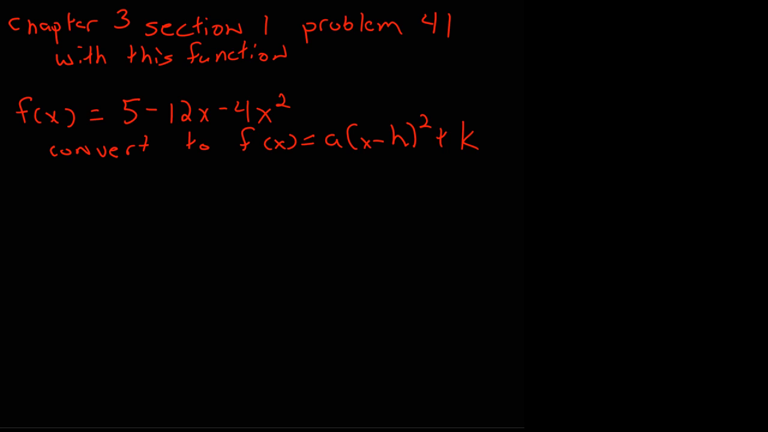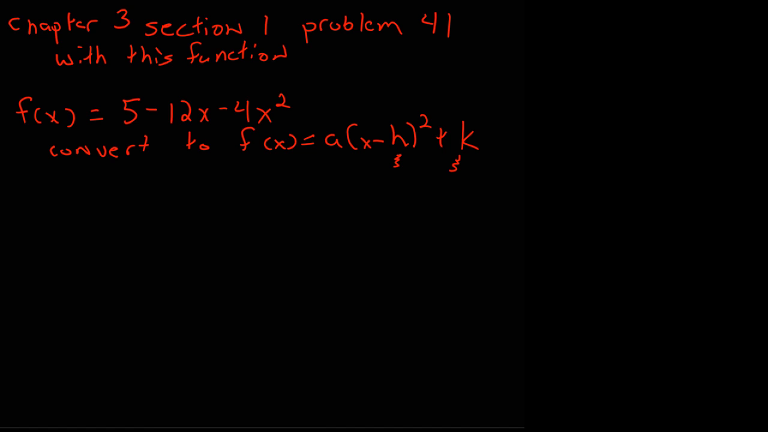Okay, so we're going to look at Chapter 3, Section 1, Problem 41, with this function, f of x equals 5 minus 12x minus 4x squared. And we're going to want to convert it into the standard parabola format of f of x equals a times the quantity x minus h squared plus k. And this tells us where our vertex is.